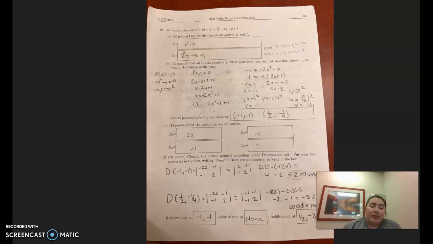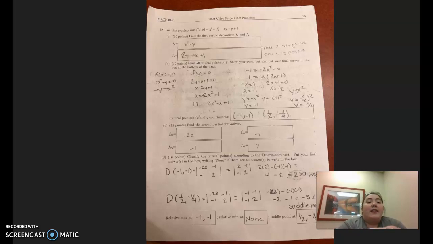So the next step in this problem was to find the critical points. To find the critical points, you have to set both derivatives equal to 0. So you have f of x equals 0 and f of y equals 0. What I did there is I plugged in my equation from that. So I was left with negative x squared minus y equals 0, which I then simplified to y equals negative x squared. This way I'm able to plug that into my next equation.